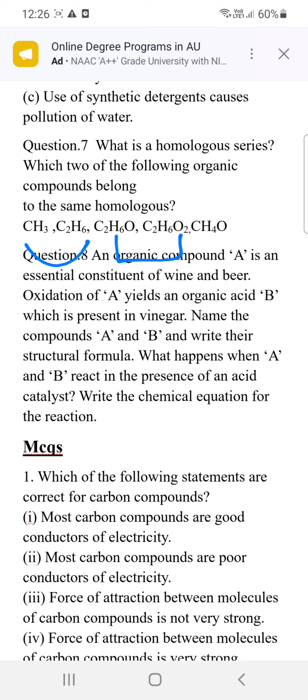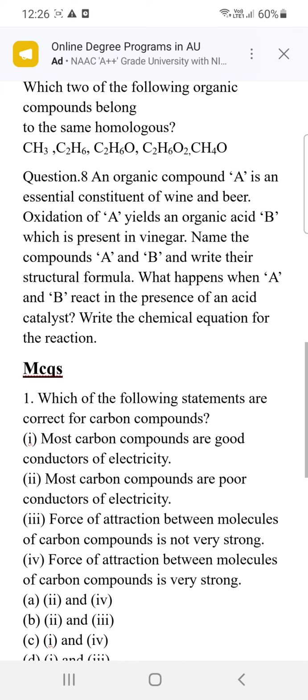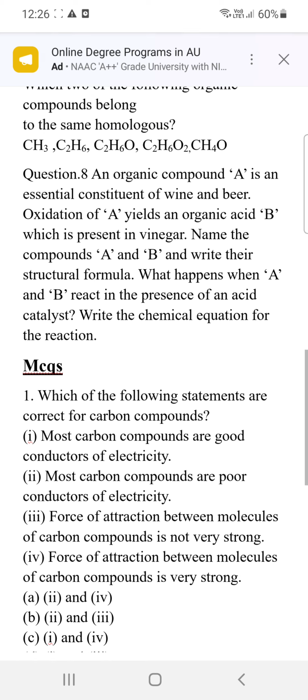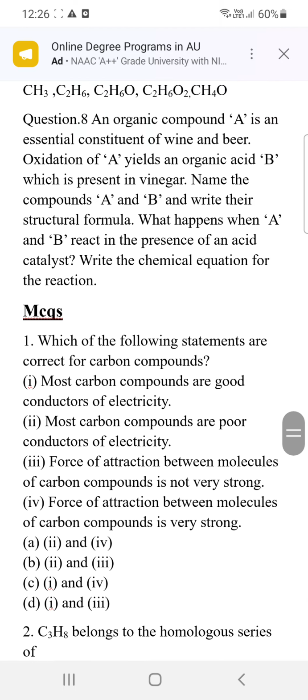Next is an organic compound. An organic compound A is an essential constituent of wine and beer. Oxidation of A yields an organic acid B, which is present in vinegar. Name the compounds A and B and write their structural formulas. They are saying oxidation of A yields acid B. So of course A would be ethanol, and B, oxidation leads to this.